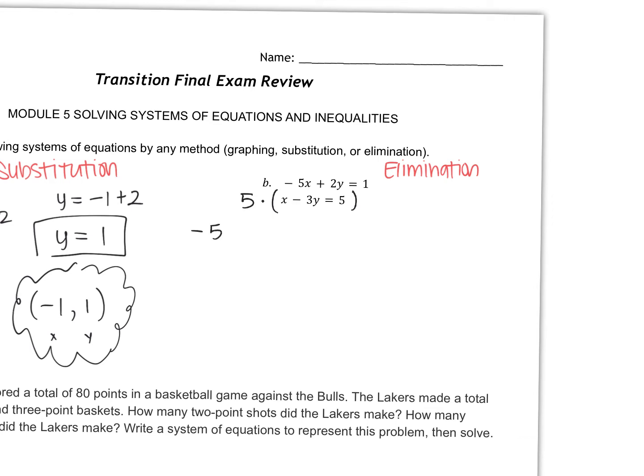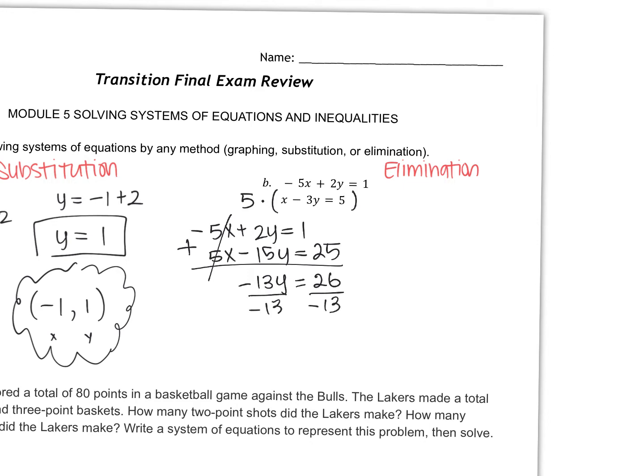So I'm going to leave my first equation alone. And then I'm going to multiply everything in my second equation by 5. So we get 5x minus 15y equals 25. And it's important to remember that with elimination, you are adding the two equations together. So the x's will cancel. 2y plus negative 15y is negative 13y. 1 plus 25 is 26. Divide by negative 13, and we get y equals 2.